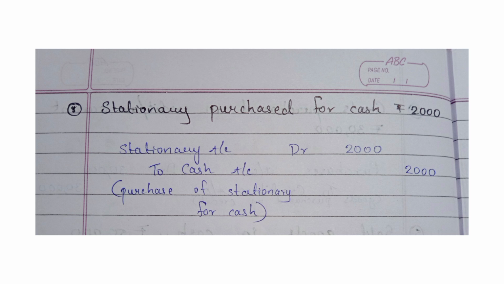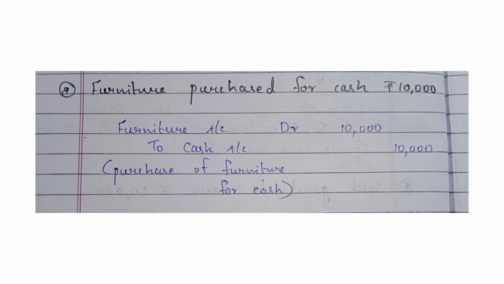Stationery is directly given, so that is an account. We'll consider that as an account. So the entry will be stationery account debtor to cash account. 2,000 and 2,000 at debit and credit columns. Narration will be purchase of stationery for cash. Next one is furniture purchased for cash. Same as the previous one, but instead of stationery, it's given furniture. So the entry will be furniture account debtor to cash account.